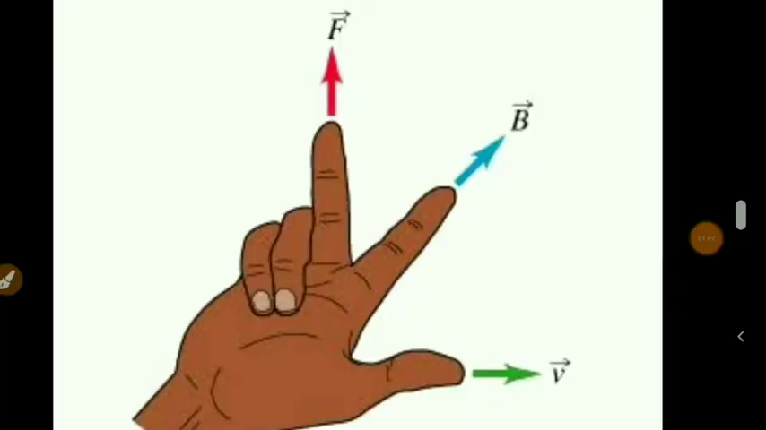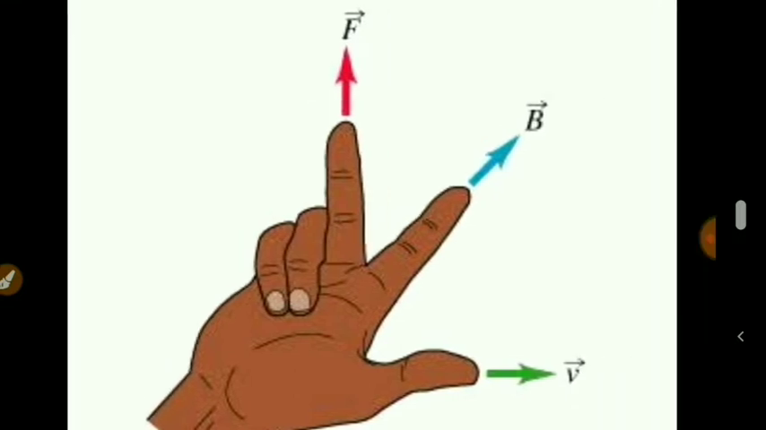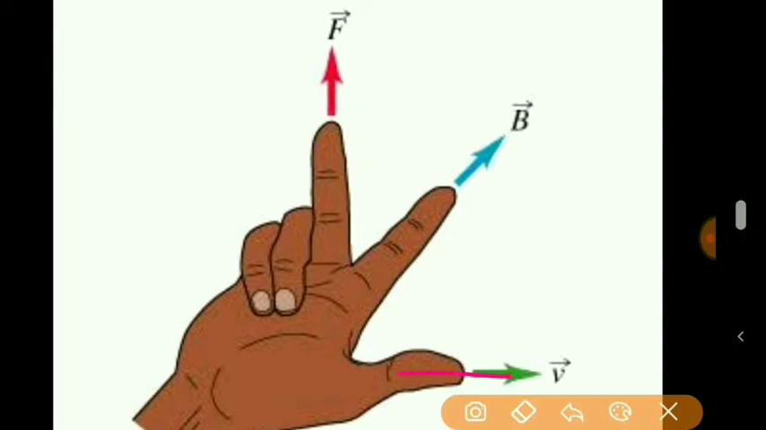You can apply the right hand rule method in this way also. You can see here the thumb shows the direction of velocity, then the next finger shows the direction of magnetic field, and the middle finger will show the direction of force.